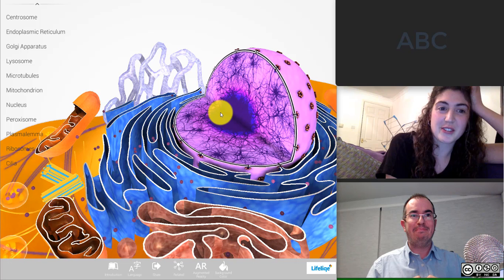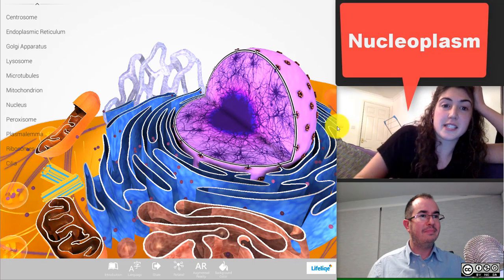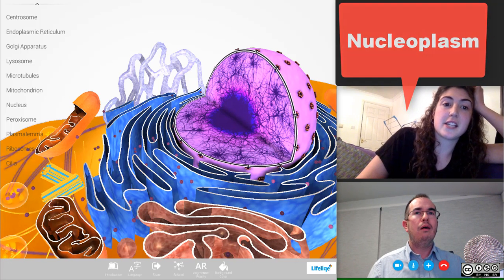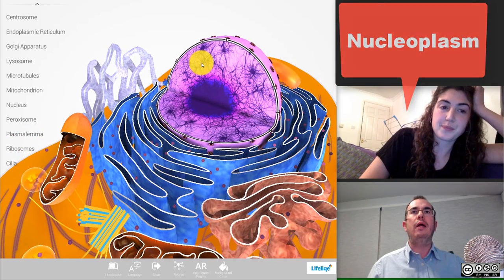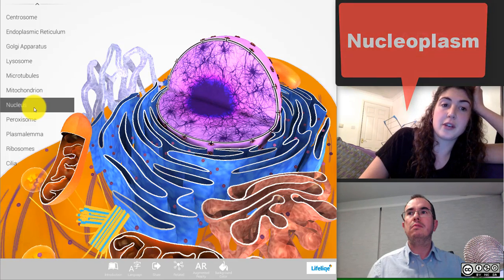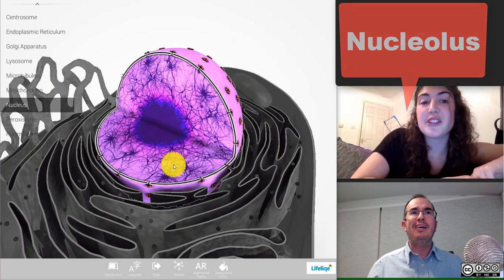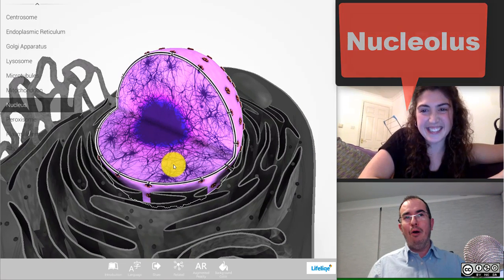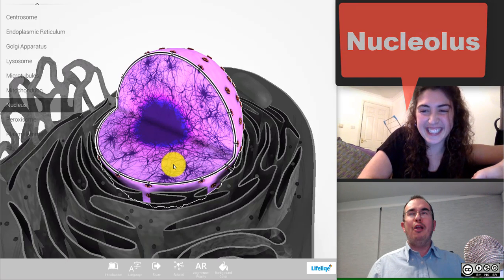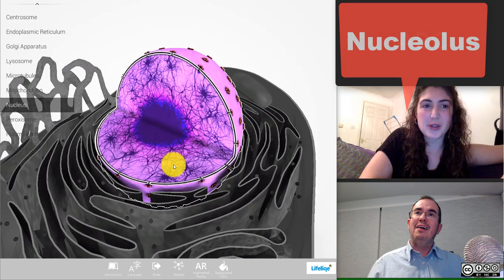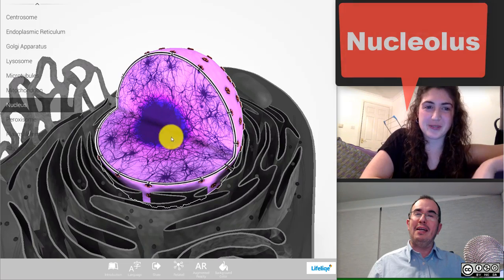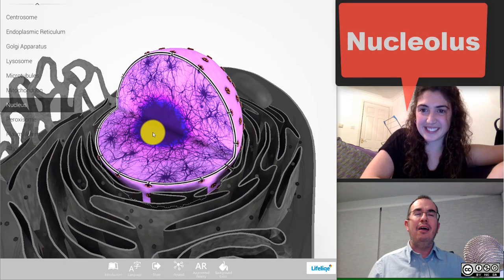Okay, so the nucleoplasm is another structure. This is a gel found in the nucleus formed by proteins. And what else? And the next structure is the nucleolus. And what is it? Nucleolus. It's so nucleolo, we say in Galicia. Nucleolo. This zone here that you are going to explain, Nina, so dense.